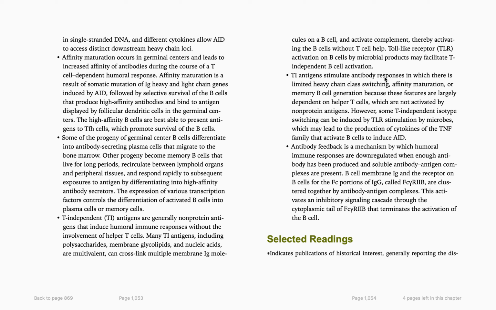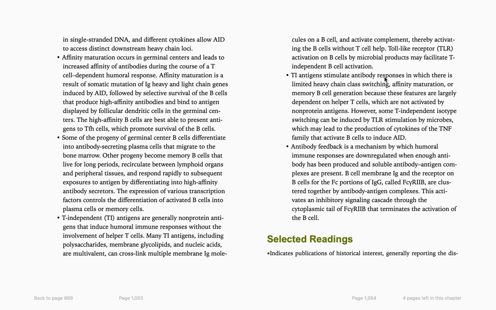T-independent antigens are generally non-protein antigens that induce humoral immune response without involvement of helper T cells. Many T-independent antigens, including polysaccharides, membrane glycoproteins, and nucleic acids, are multivalent, can cross-link multiple membrane Ig molecules on B cells and activate complement, thereby activating the B cell without T cell help. Toll-like receptor activation on B cells by microbial products may facilitate T-independent B cell activation.